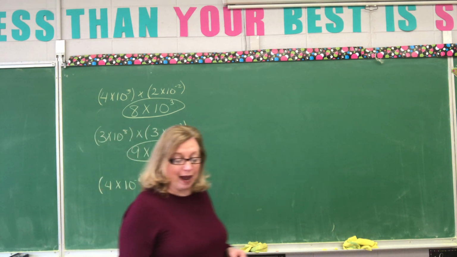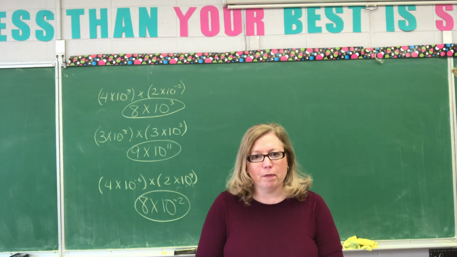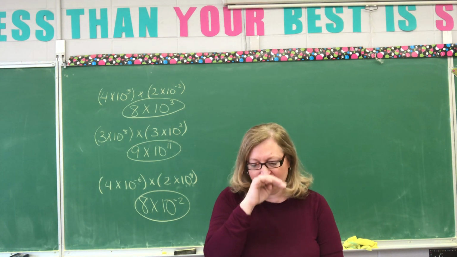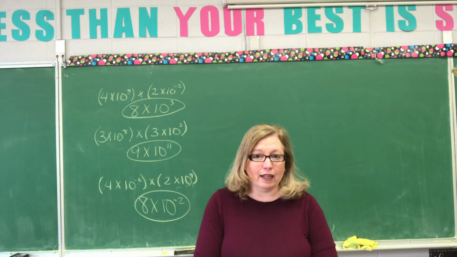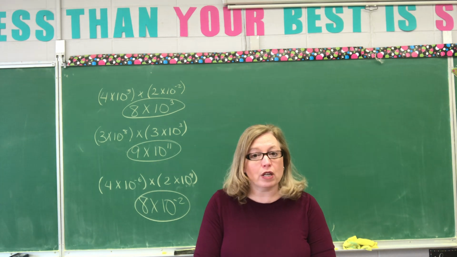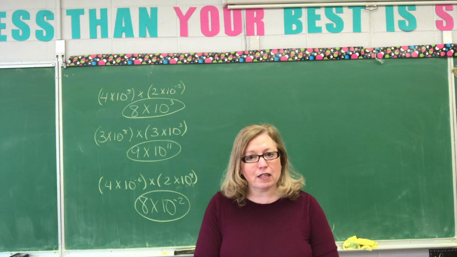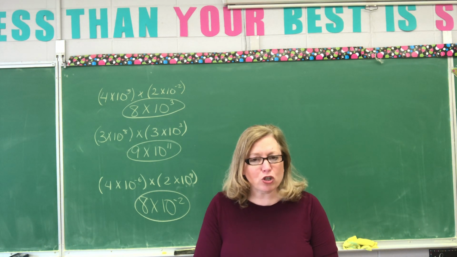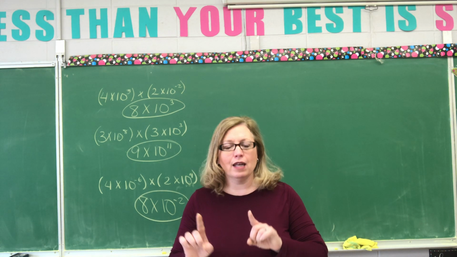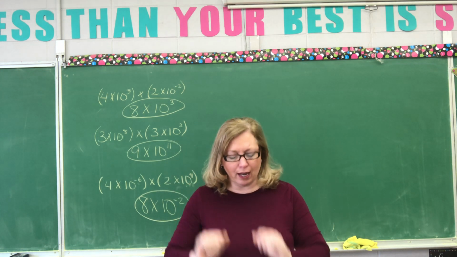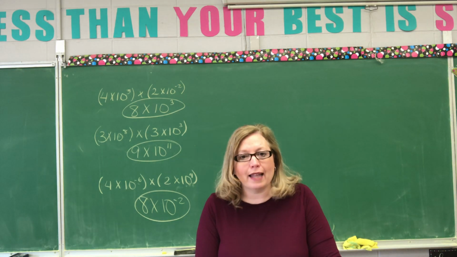Look in your math book for me at page 225. Page 225. We're going to look at the practice section together. Look at letter A. It says 4 times 10 to the negative 4th power times 2 times 10 to the positive 14th power. What would your answer be? Multiply your first two numbers. Times 10. Now add the exponents. Okay, your answer should have been 8 times 10 to the 10th power.